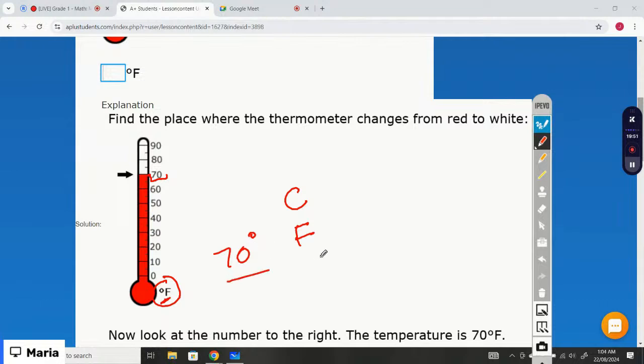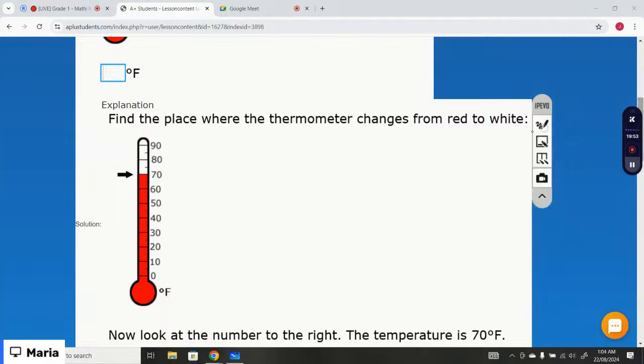So the temperature is 70 degrees F, right? That's how you read the temperature. You have to see the line where the color is changing from red to white. There you have to match the line with the number on the right hand side, and then you have to mention the unit of the temperature, right?